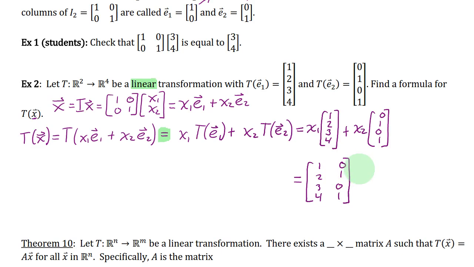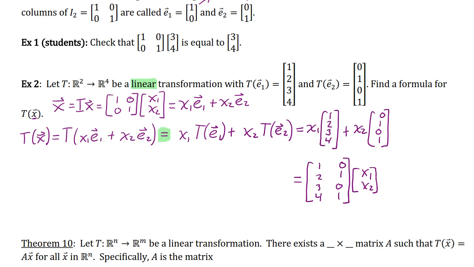And if you multiply that by the vector x1, x2, then that basically tells you what you need to do with x1 and x2 to get T of x. So just to summarize, T of x is equal to this matrix times x1 and x2. Because it's linear, you can break down the linear combinations the same way in the input space or in the output space.